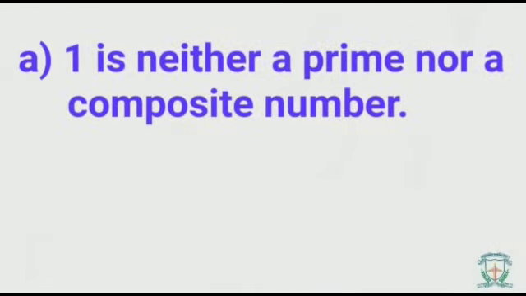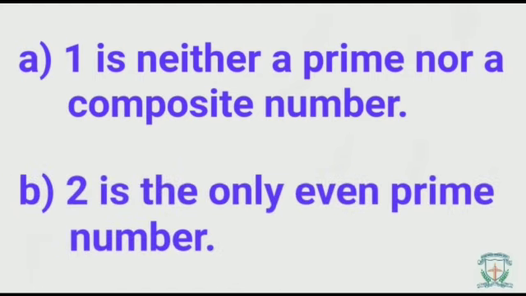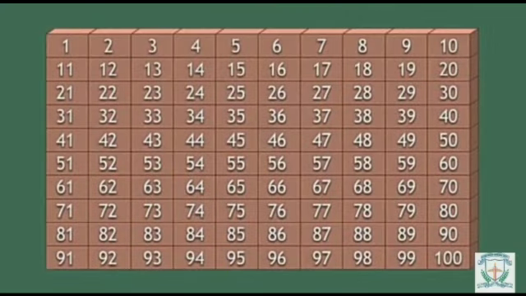Remember, 1 is neither a prime nor a composite number. 2 is the only even prime number. Let us now find out prime numbers between 1 and 100.